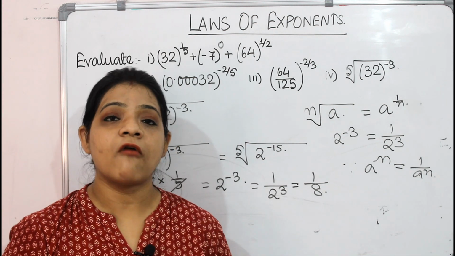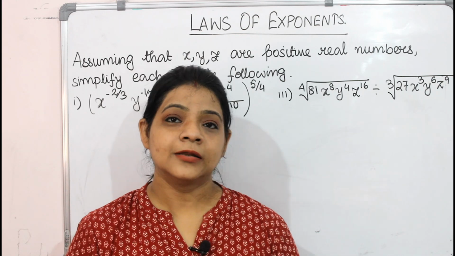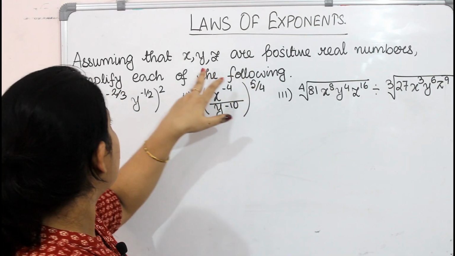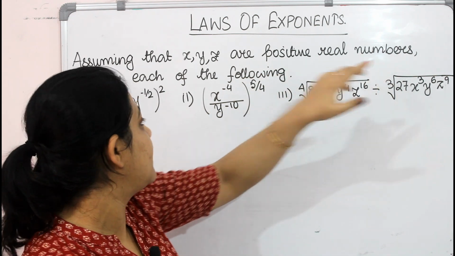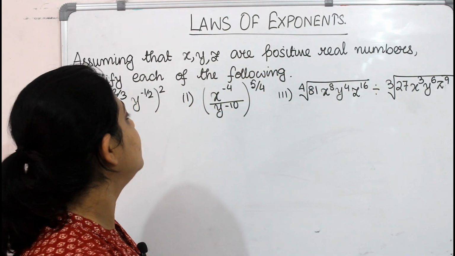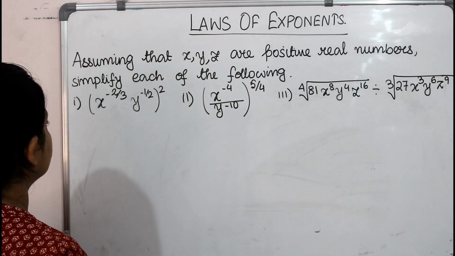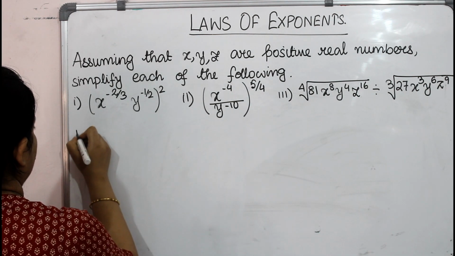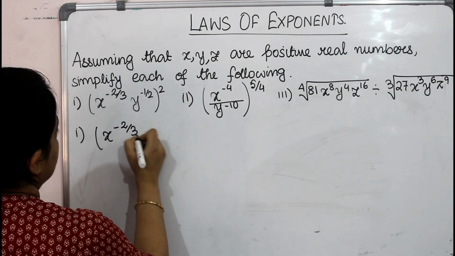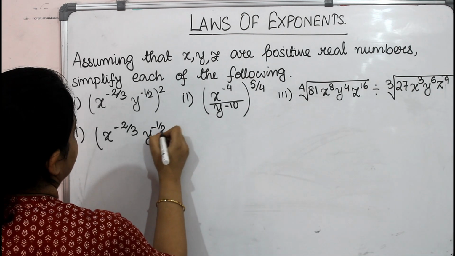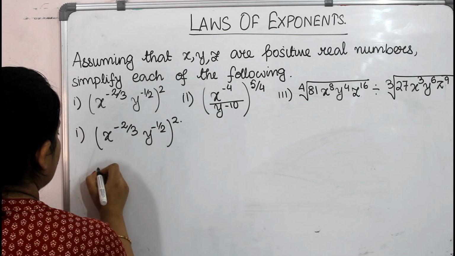So let's move on to the third type of sums. The third category of sums: assuming that x, y, z are positive real numbers, simplify each of the following. So the first one is x to the power of minus 2 by 3 into y to the power of minus half, the whole to the power of 2. Okay, so what do we do?